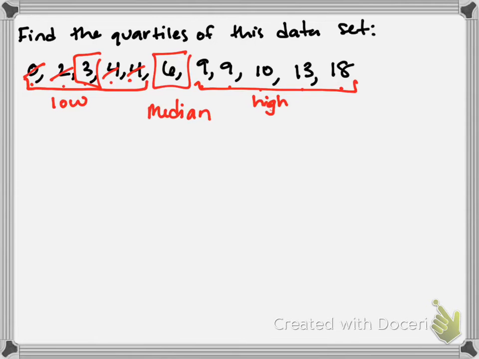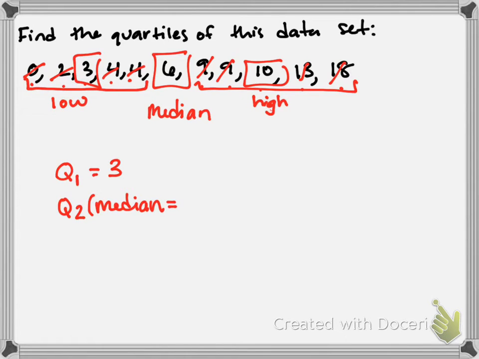Now I'm going to do the same thing on the other side. Cross off low, high, low, high. I'm left with a 10. So my first quartile is 3. My second quartile, or the median, is 6.